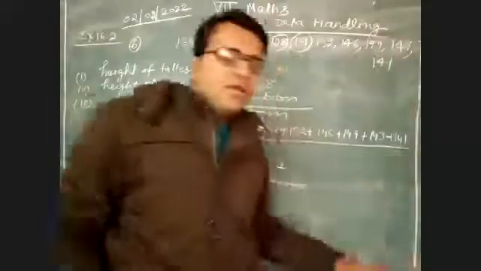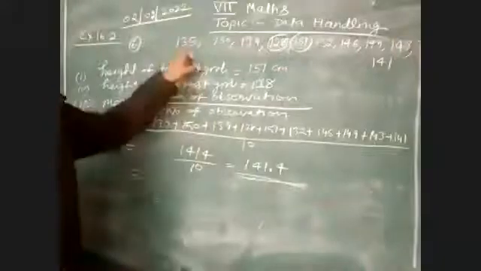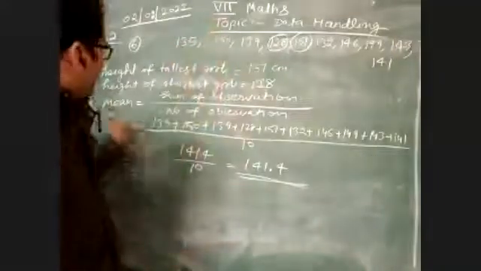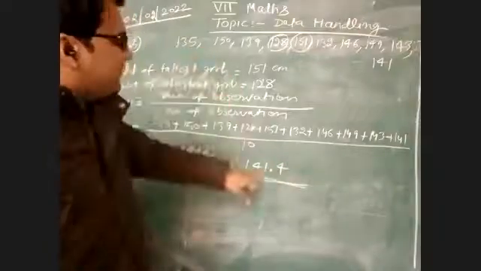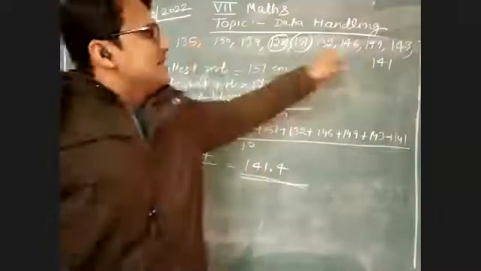That may be a different value from your given observations. So the mean is 141.4 and this 141.4 does not lie in this observation.